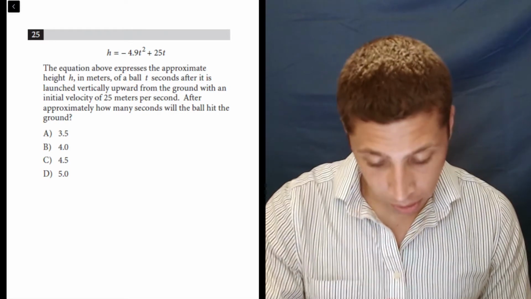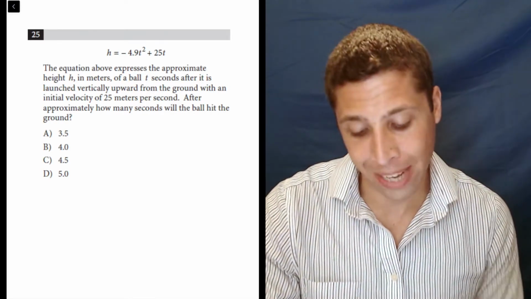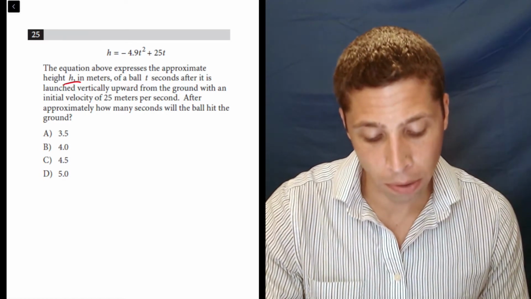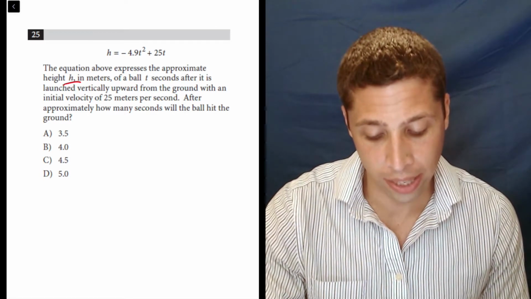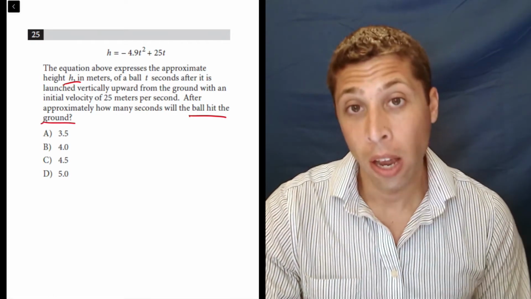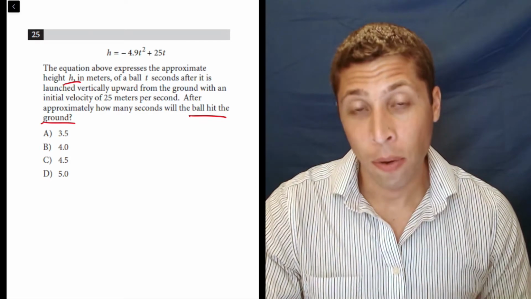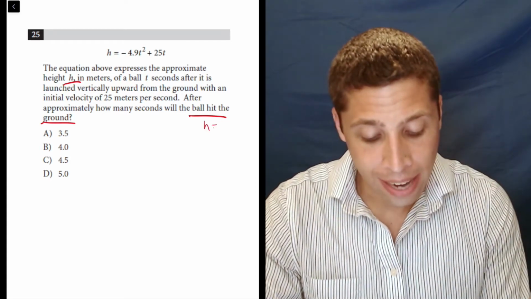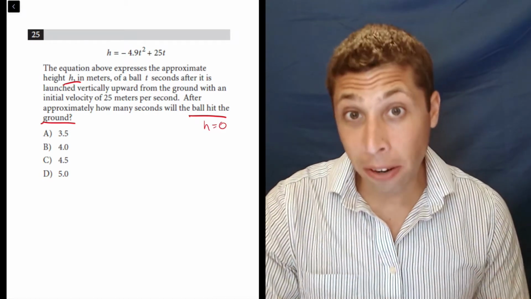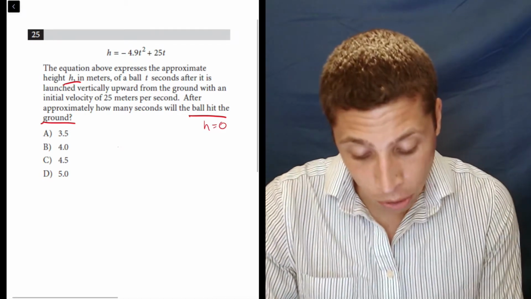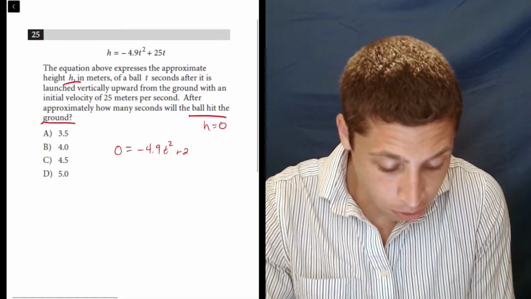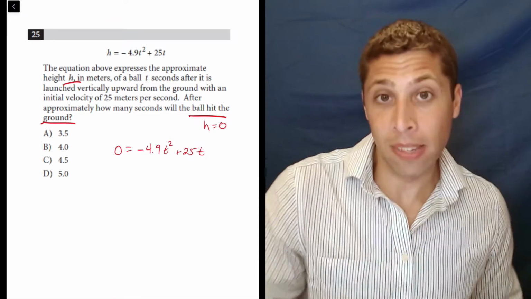When we look at the story here, it tells us the equation above expresses the approximate height, h, in meters of a ball t seconds after it is launched vertically upward from the ground with an initial velocity of 25 meters per second. After approximately how many seconds will the ball hit the ground? Well, what happens when the ball hits the ground? Its height is 0. And that number shouldn't surprise us. It's a very helpful number when we're dealing with quadratics in general. So negative 4.9 t squared plus 25t is equal to 0.